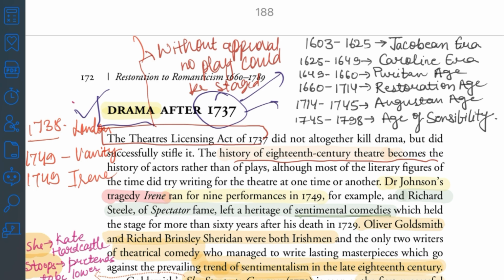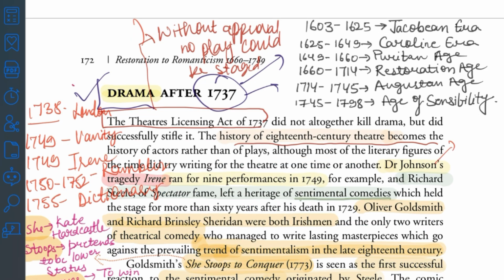And after 1750 and 1752, he published his essays, Rambler. Then afterward, 1755, he wrote Dictionary. And afterward you can just take a screenshot if you want, or just write like 1758 to 60. He wrote his essays, The Idler.